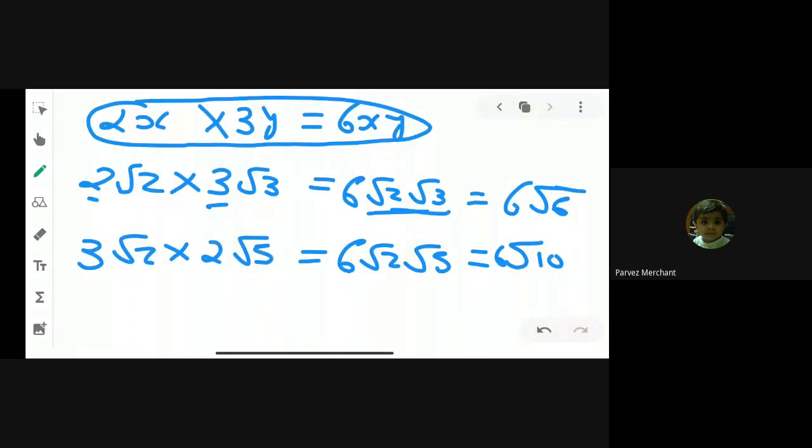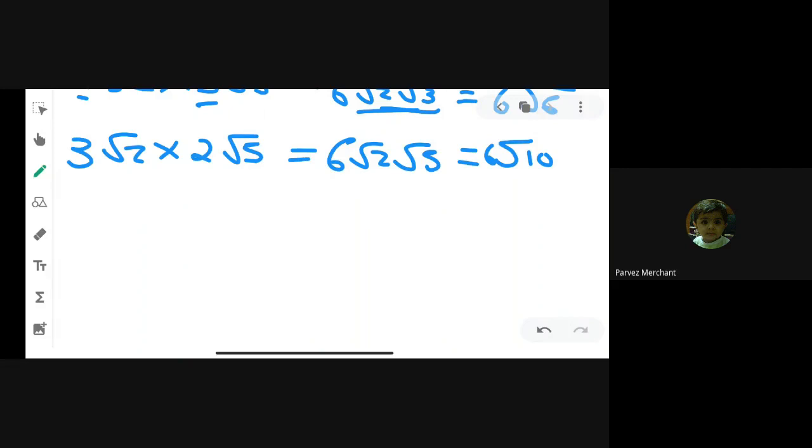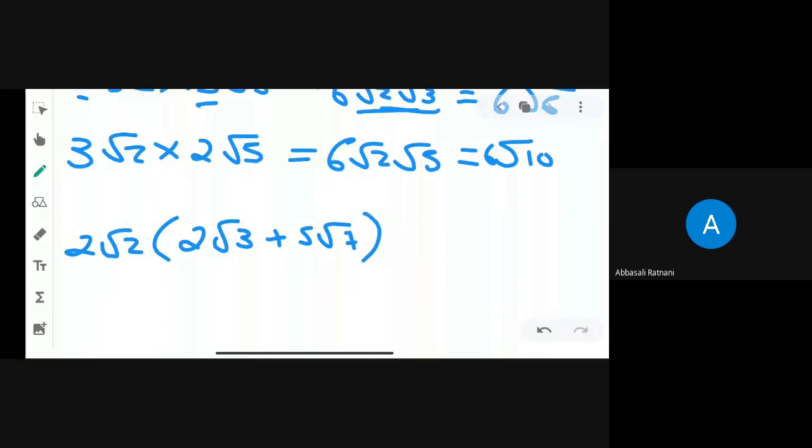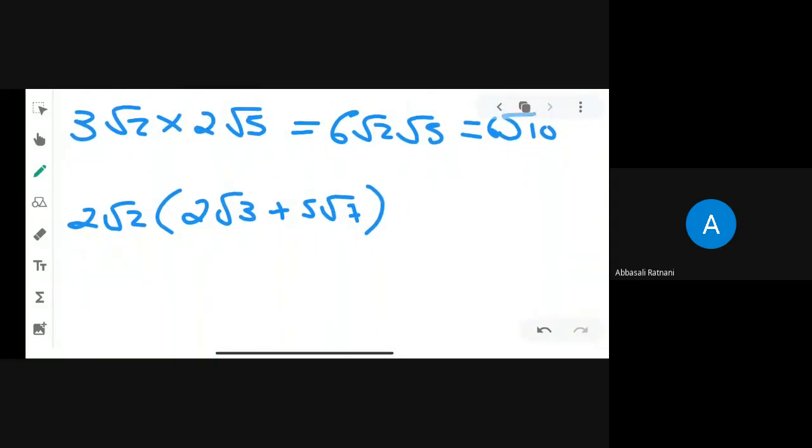Yes, sir. Now in multiplication there are many types. You know that in algebraic expressions we do monomial into monomial, then monomial into binomial, and then binomial into binomial. Yes or no? Yes, sir. If we multiply only one term by one term, it is known as monomial into monomial. Now I am giving you an example: 2 root 3 in bracket 2 root 3 plus 5 root 7. It is known as monomial into binomial, because this term is a monomial and this bracket is a binomial.